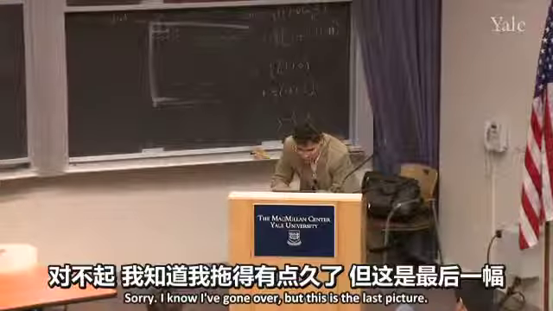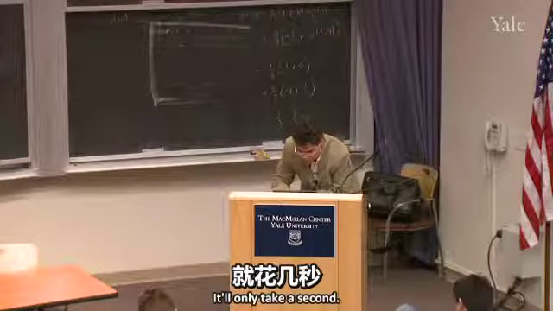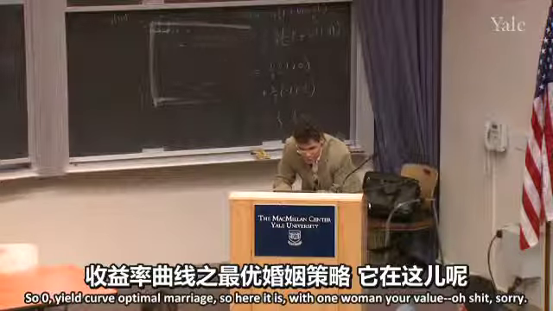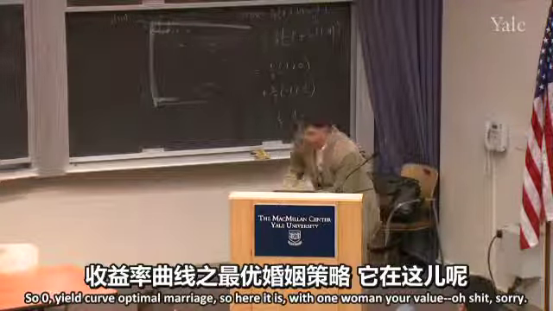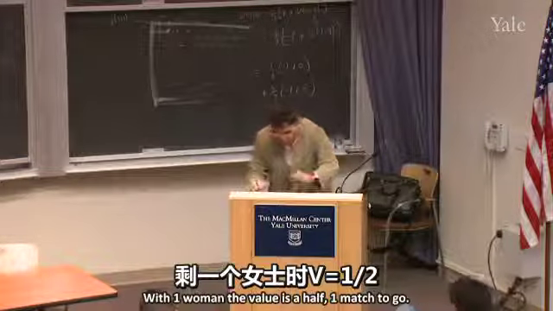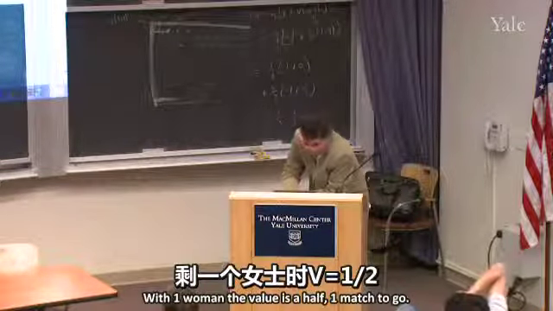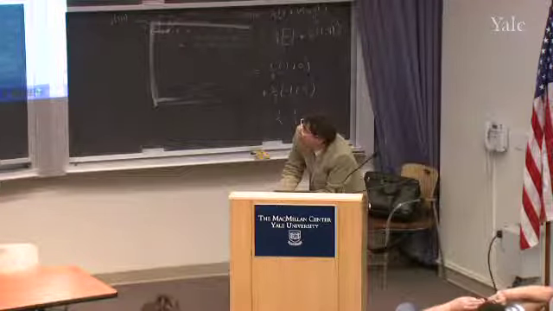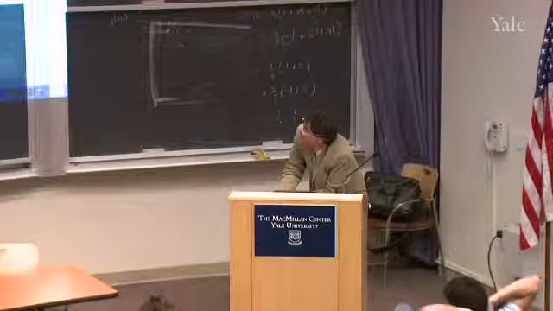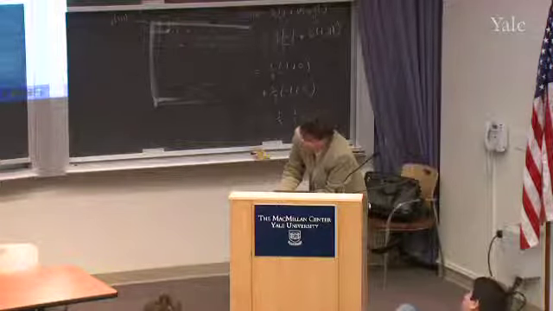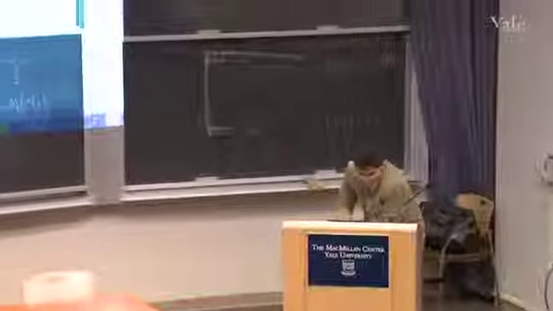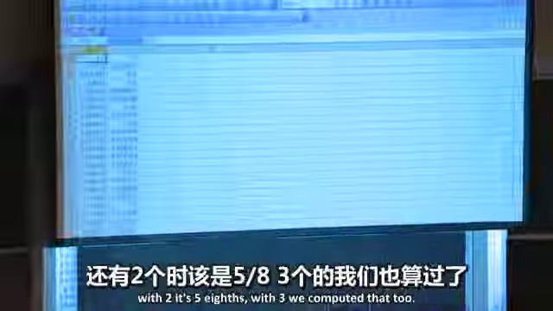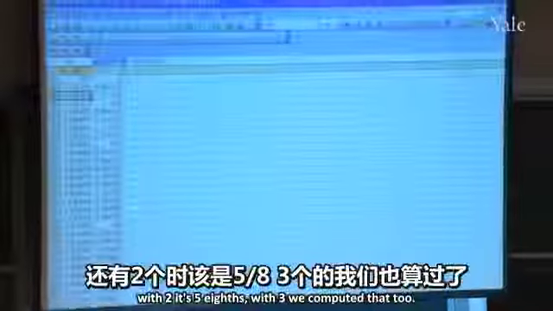I'm ending now with this one picture. That's the end of it. Sorry, I know I've gone over, but this is the last picture. It'll only take a second. So, the yield curve for optimal marriage. Here it is. With one woman, the value is a half, 1 match to go. So the number on the left is, with 1 match to go, the value is a half. With 2, it's 5/8. With 3, we computed that too.